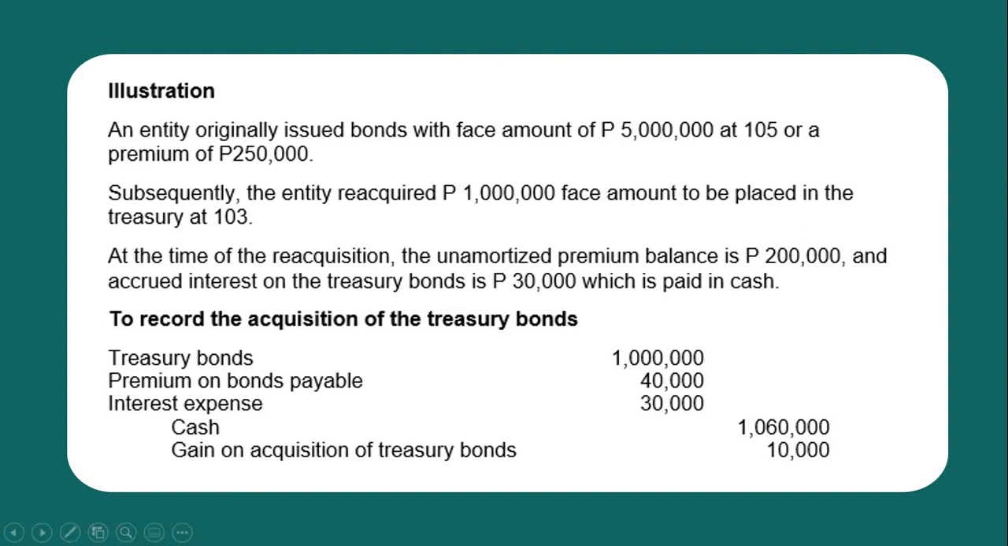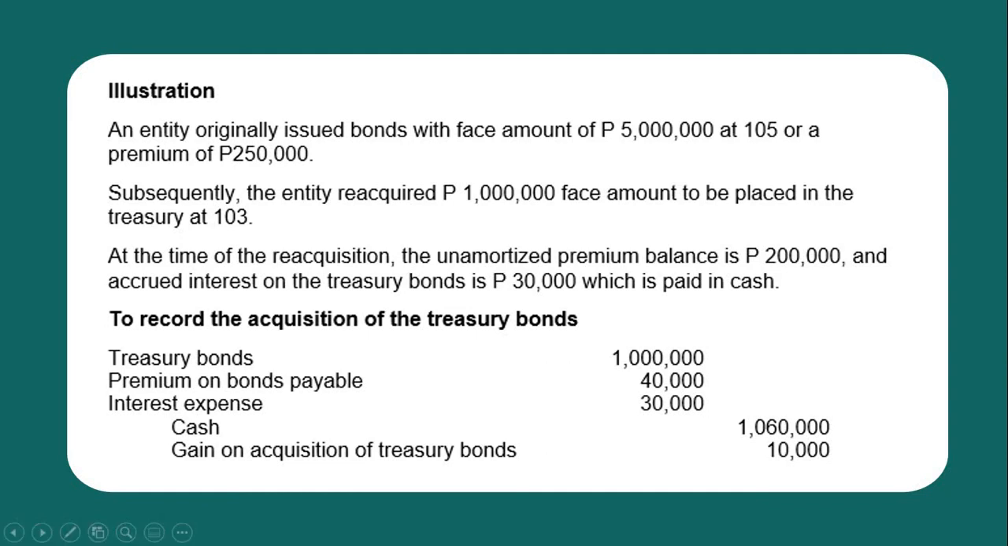So, the unamortized premium balance is 200,000. The 200,000 is good for the 5 million nga total face amount. But take note, we only retired or reacquired 1 million and that is equivalent to 20% or 1/5. Therefore, ang ato lang pong i-cancel nga premium is 1/5 lang po sa 200,000. So, entry, debit premium on bonds payable and bonds payable 40,000.